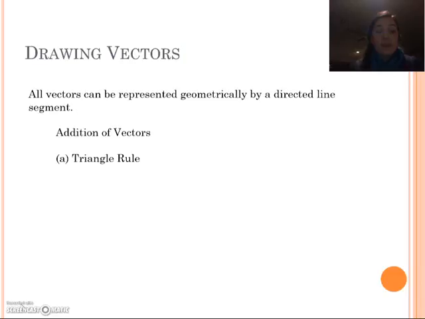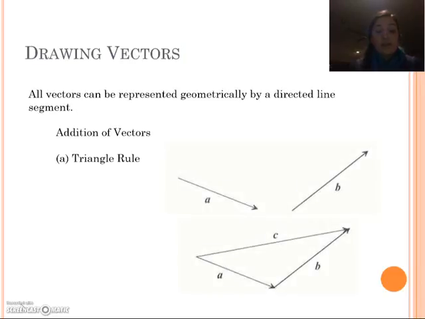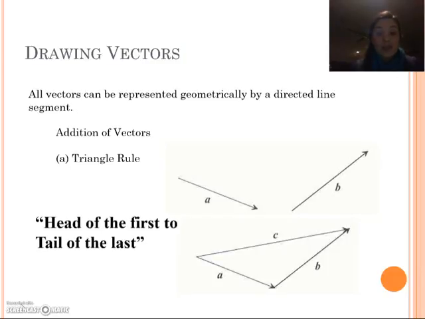And there's a couple of ways that we can add vectors. Basically, the first one is the triangle rule, and here it's really important to remember that the head of the first arrow goes to the tail of the last, so we're adding them from head to tail. So here we've got line segment A and line segment B. They don't go the other way, it always has to be head of the first one to tail of the last, and then the resultant goes from the tail of the first one to the head of the last.